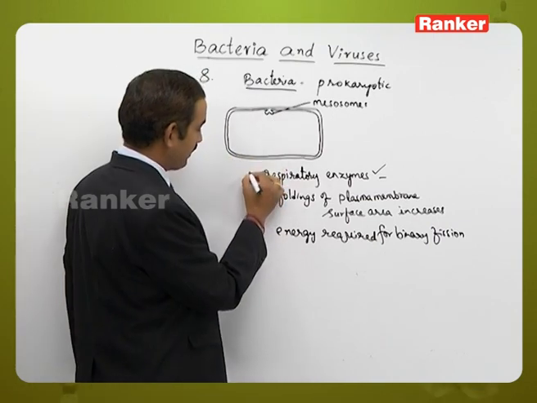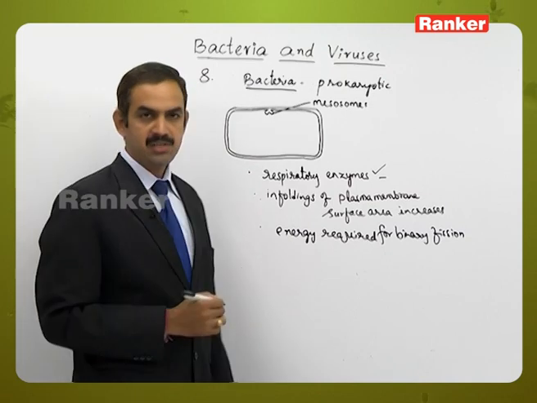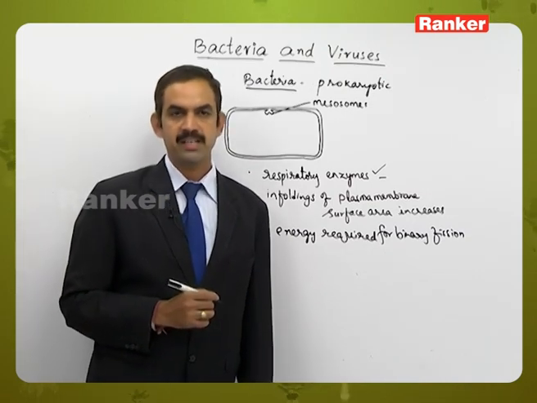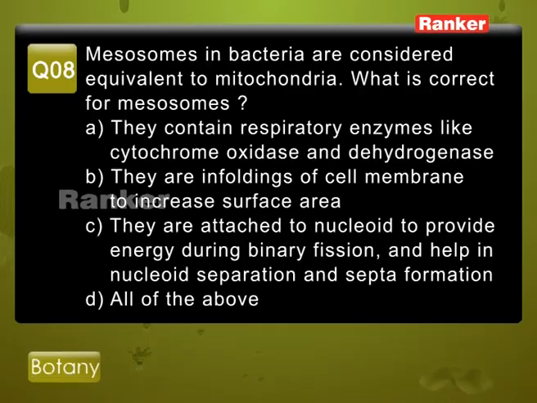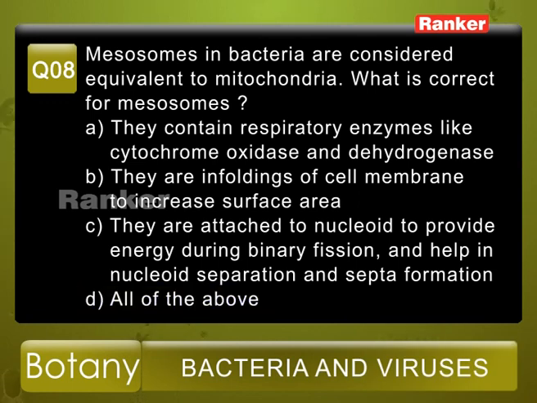Here, whatever options were given in A, B and C, all three characters are exhibited by the mesosomes. So from the given options, option D is the correct answer.